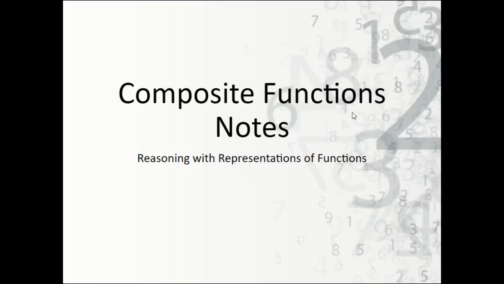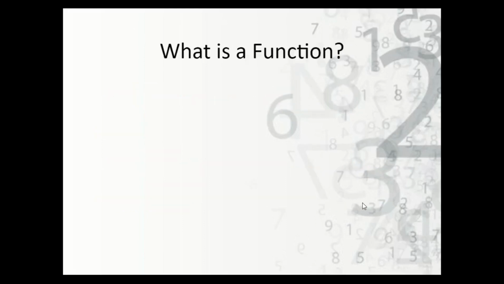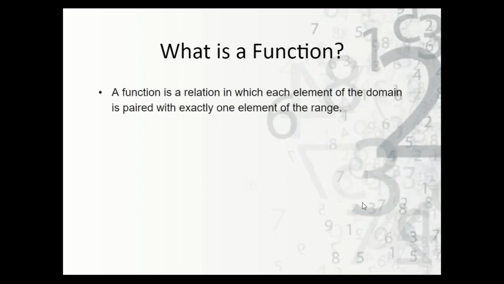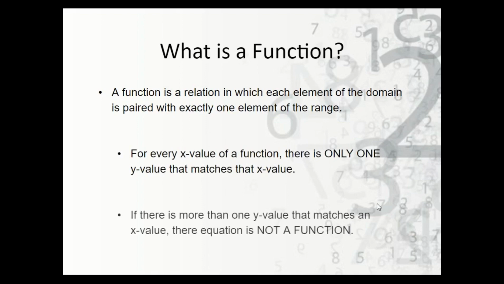Let's take a look now at the Composite Functions notes. The notes begin with the learning goals and success criteria. Now, what is a function? A function is a relation in which each element of the domain is paired with exactly one element of the range. So that means that for every x, there's exactly one y that matches with that x value. If there is more than one y to match up with an x, then it is not a function.